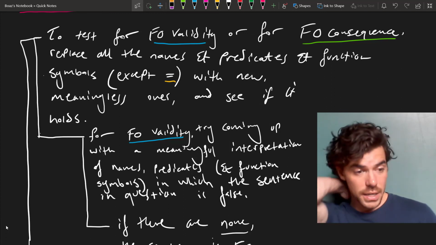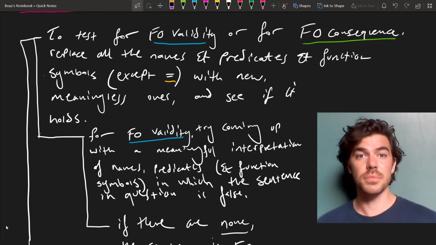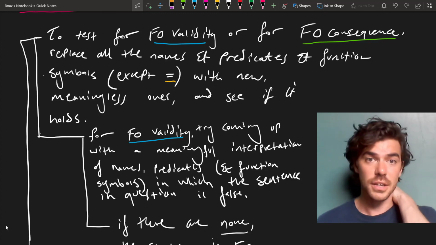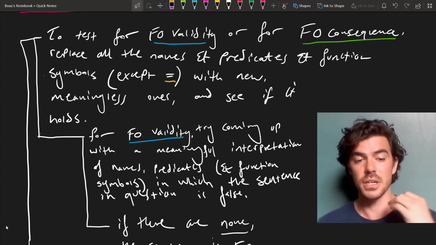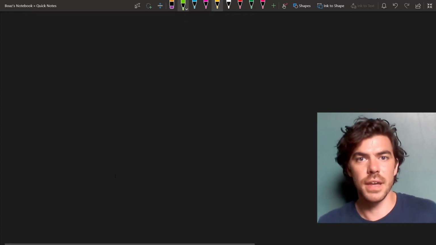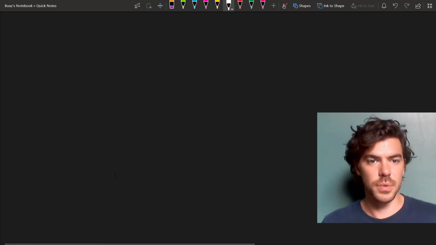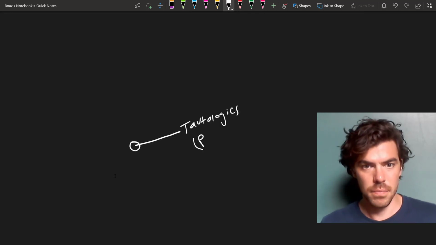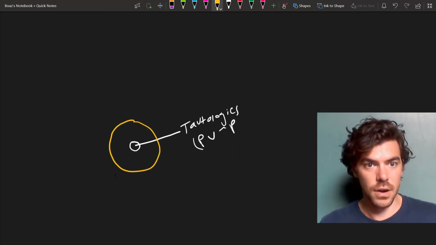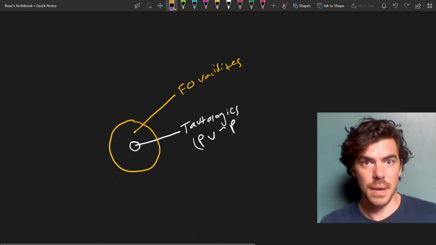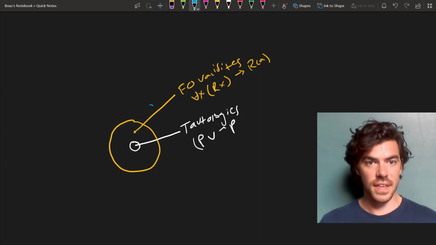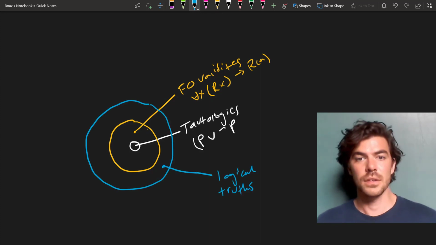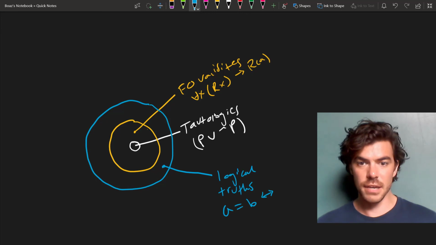The second remark is that the tautologies will themselves be FO valid, but not the other way around. And the FO valid sentences will be logical truths, but not the other way around. So we can represent them with a Venn diagram like the following. At the center, we have our tautologies, like P or not P. Then, larger than and not contained in that, we have our FO validities. For example, if everything is an R, then A is an R. And larger still than that, we have our logical truths, such as A is equal to B if and only if B is equal to A.